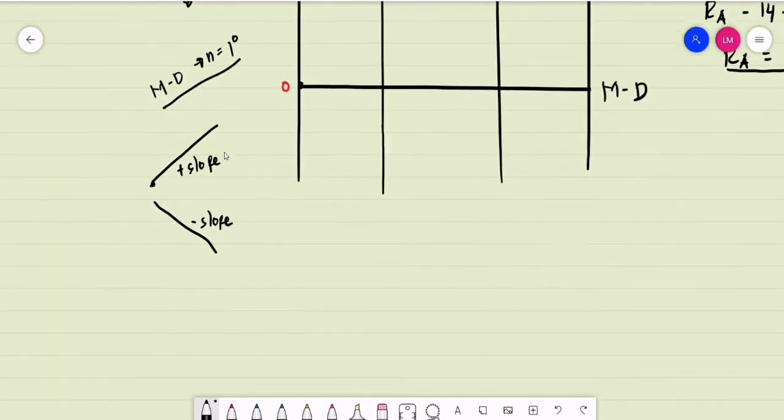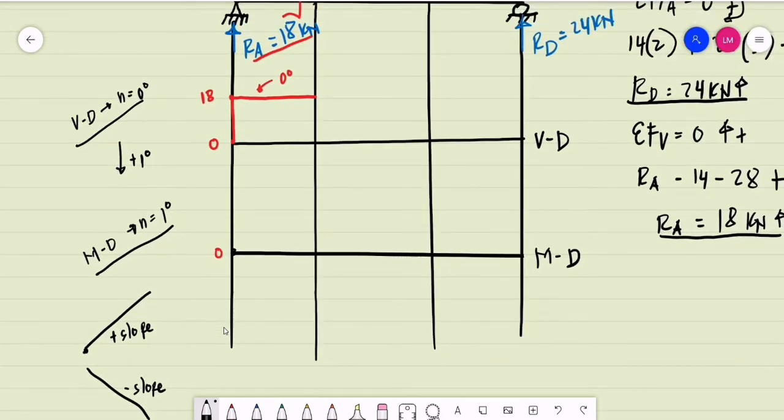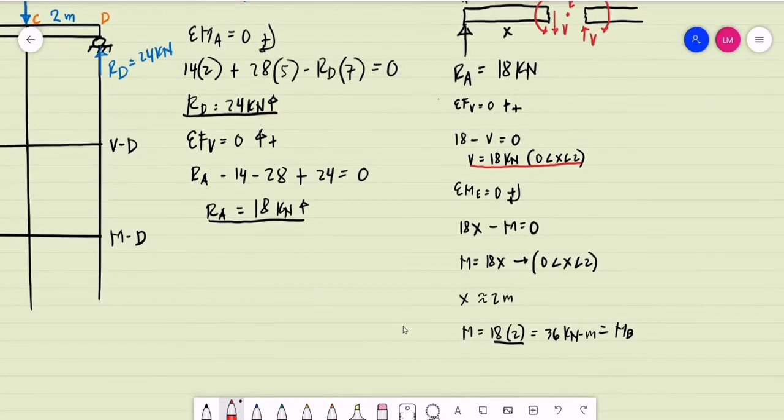Take note that when it comes to the moment diagram, the slope of the moment diagram is equal to the magnitude of the shear. Our shear is positive 18, so that will be a positive slope. Starting from 0, we have a first degree graph, and the magnitude of the moment at point B is 36 kilonewton meters. That will be the moment for segment AB.